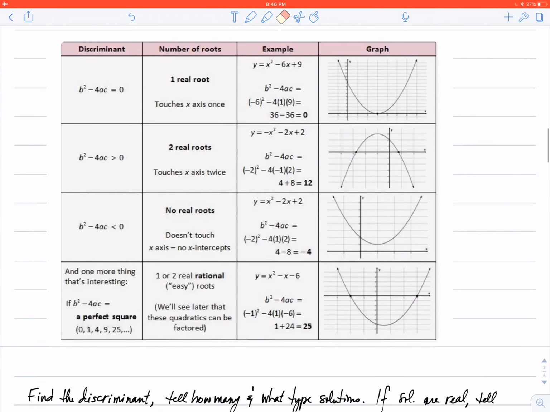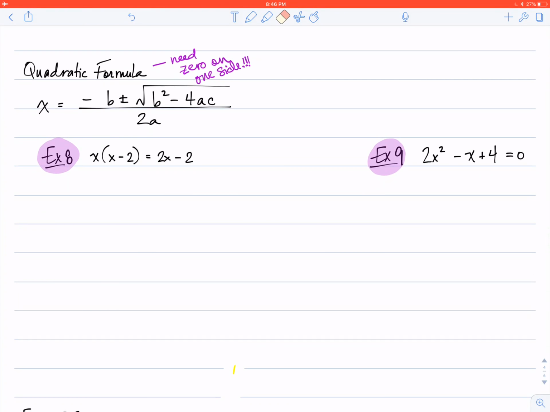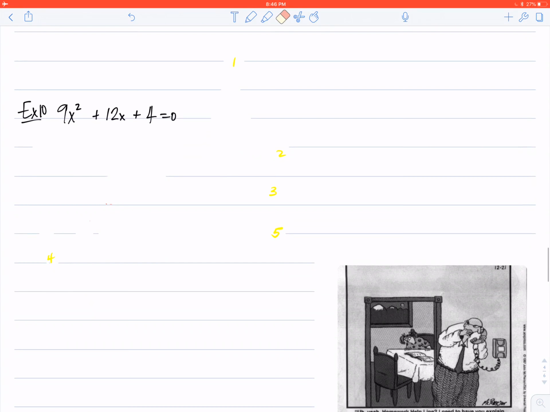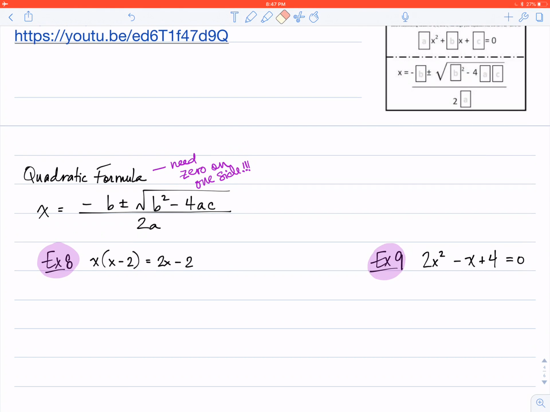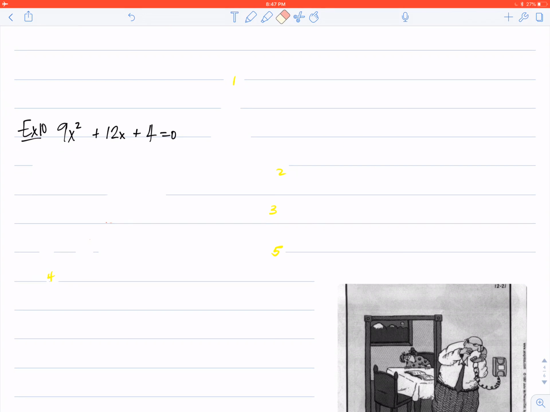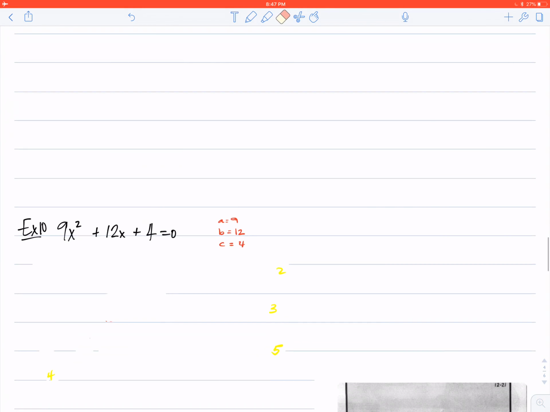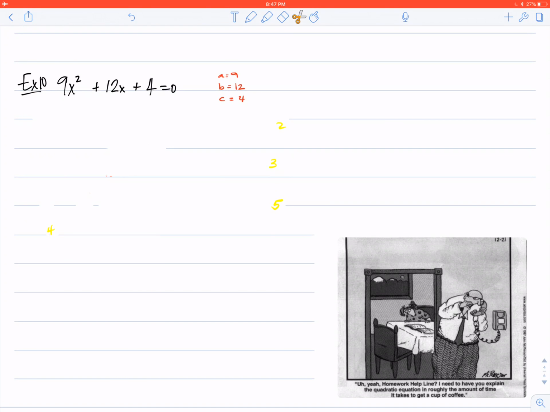Then if you'll jump all the way down, please, to our quadratic formula, I'll do one example here. This is example number 10. So you're going to need to follow the quadratic formula to be able to solve using the quadratic formula. So the first thing I'm going to do is figure out what my a, my b, and my c are in that quadratic formula. So if you go back, I need a's, b's, and c's. My a is 9. My b is positive 12. My c is positive 4. And so that's what I'm going to be plugging in.